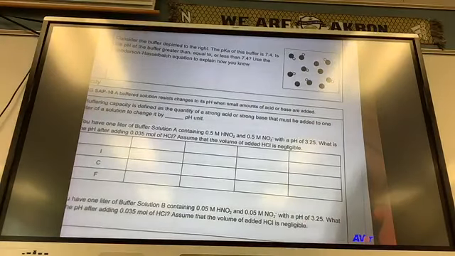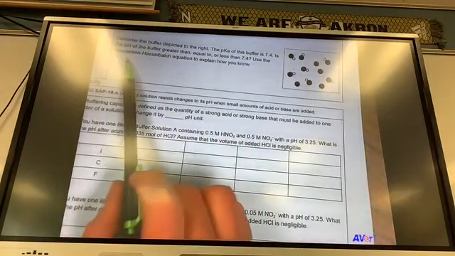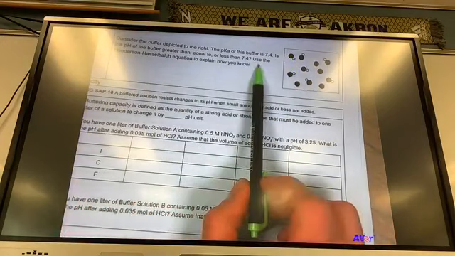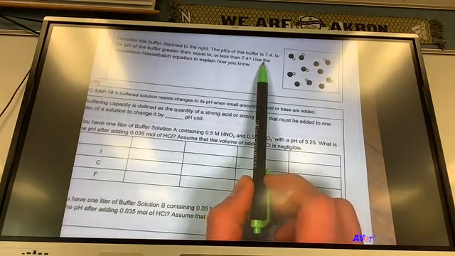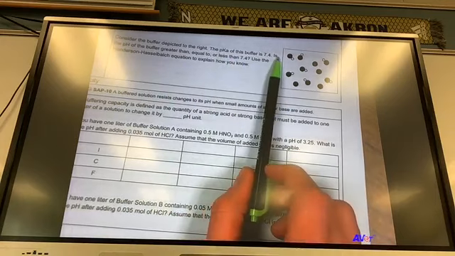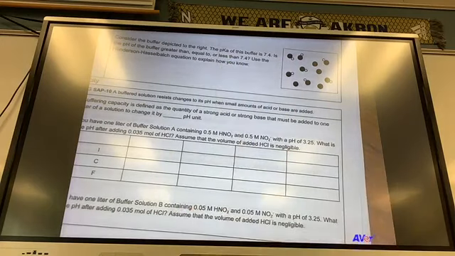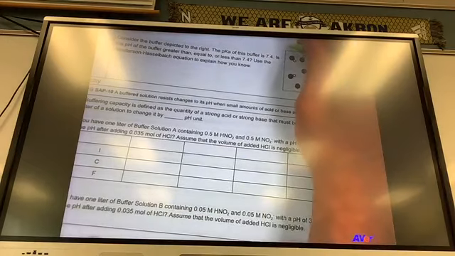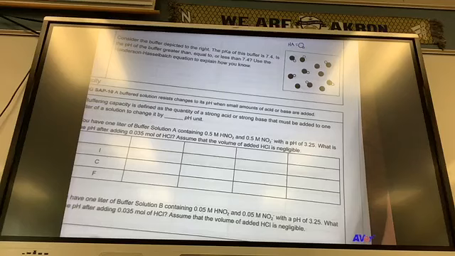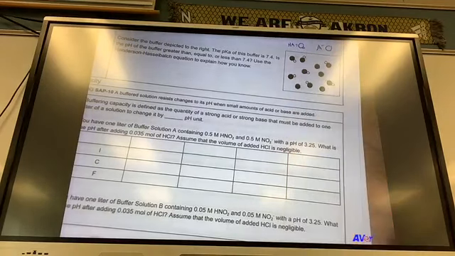Consider the buffer depicted to the right. The pKa is 7.4. Is the pH of the buffer greater than, equal to, or less than 7.4? Use the Henderson-Hasselbalch to explain how you know. So the pKa is 7.4. What about the pH? Looking at the picture, here's what I would do. I would say that HA is my big dot, little dot, right? And I would say that A minus is just the big dot.